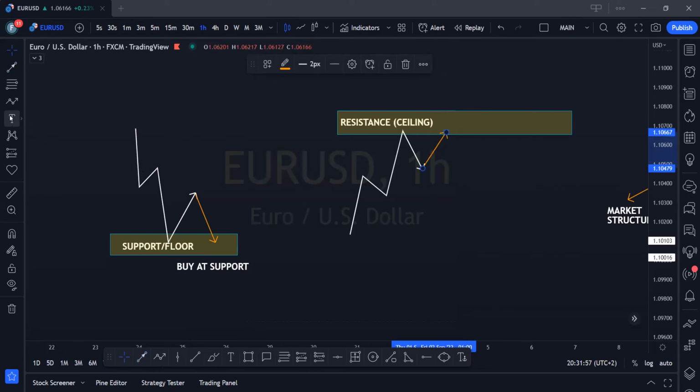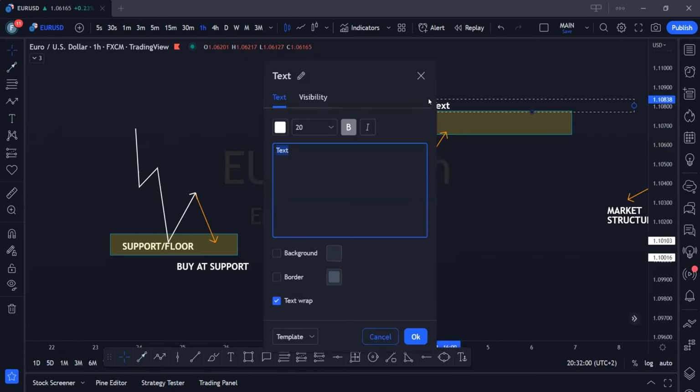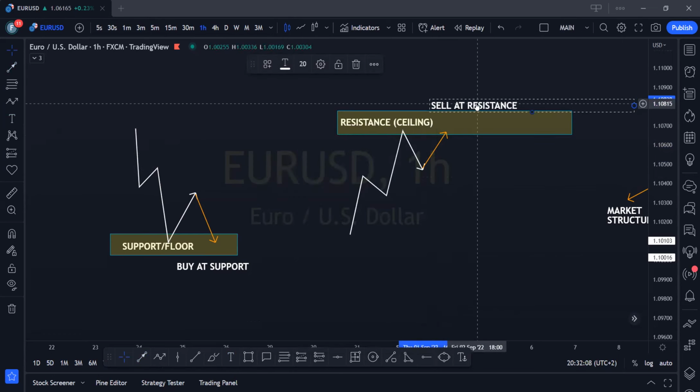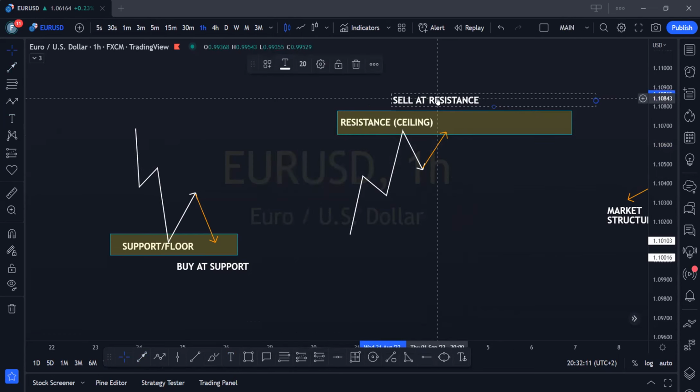So we buy at support and then we sell at resistance. Okay, write that down. We buy at support and then we sell at resistance.